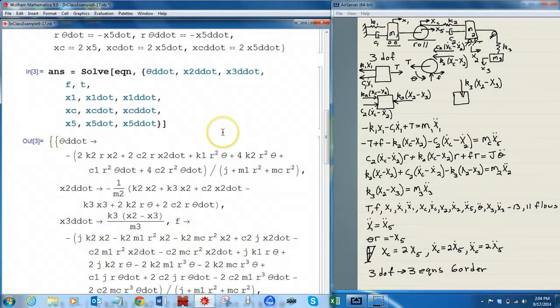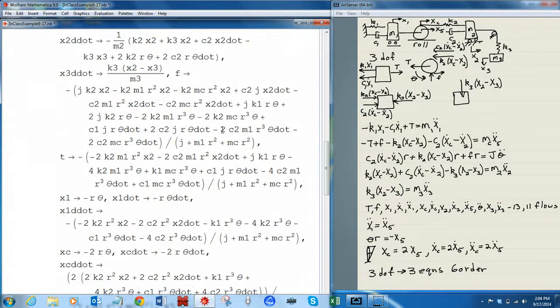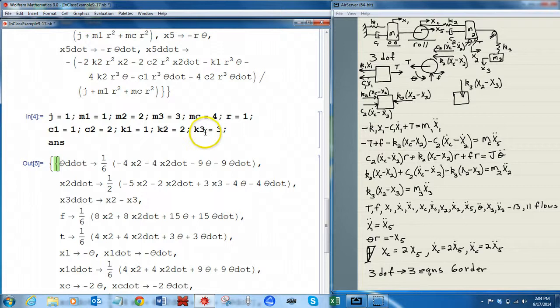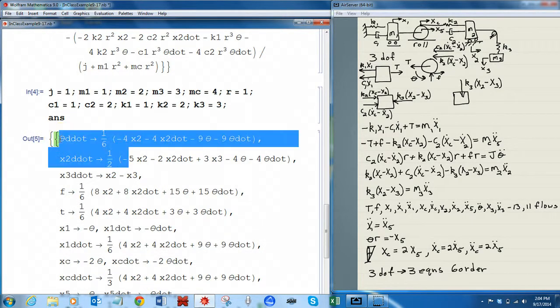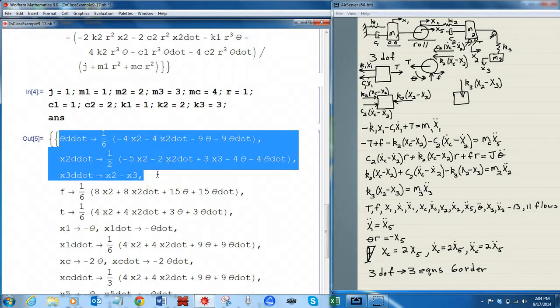Okay, so I've solved these equations and I've put in the values. I just plucked some things out of the sky, and here are 3 second-order differential equations right here. And all of those equations only contain numbers and theta, x2, x3, and the derivatives of those 3 variables. The rest of the things for force, F, T, x1, etc., they're okay. As soon as you solve for theta, x2 and x3, you can substitute back in and get the other values if that's what you desire.